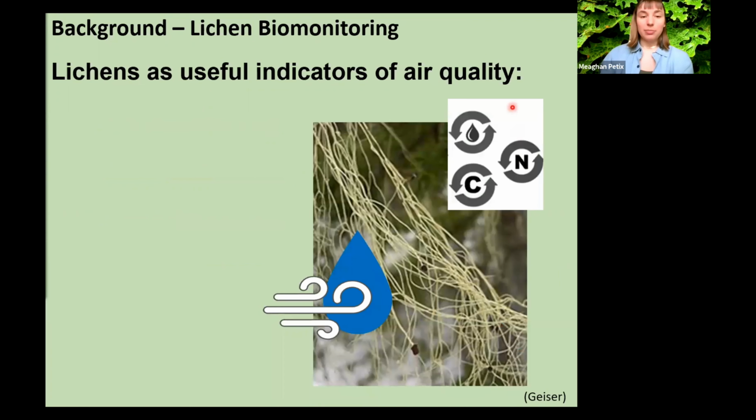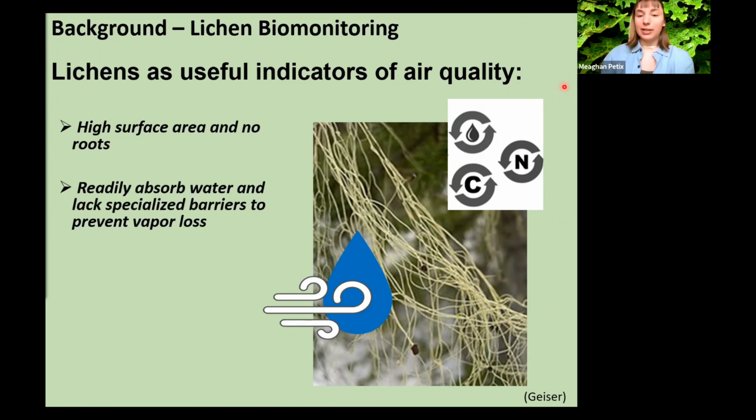In addition to ambient monitoring and atmospheric modeling, biomonitors such as epiphytic lichens can be used to assess and predict nitrogen deposition. Lichens have long been useful indicators of air quality because they have a high surface area and lack roots. They readily absorb water and lack specialized barriers to prevent vapor loss. And there is a range of air pollution sensitivities across species.